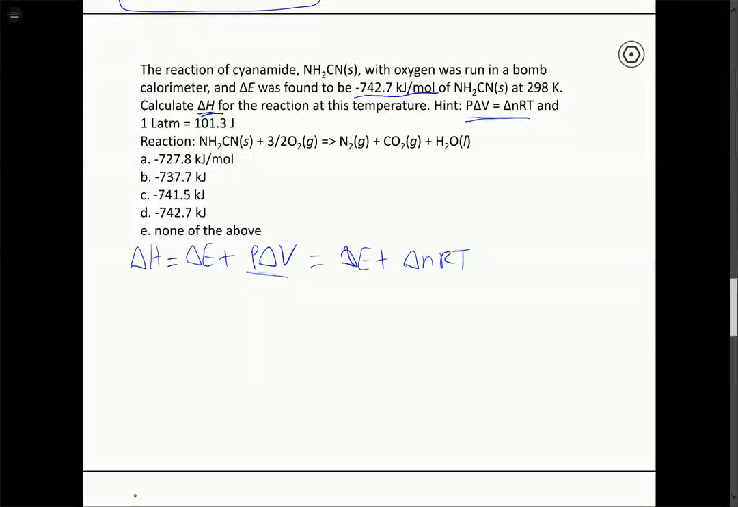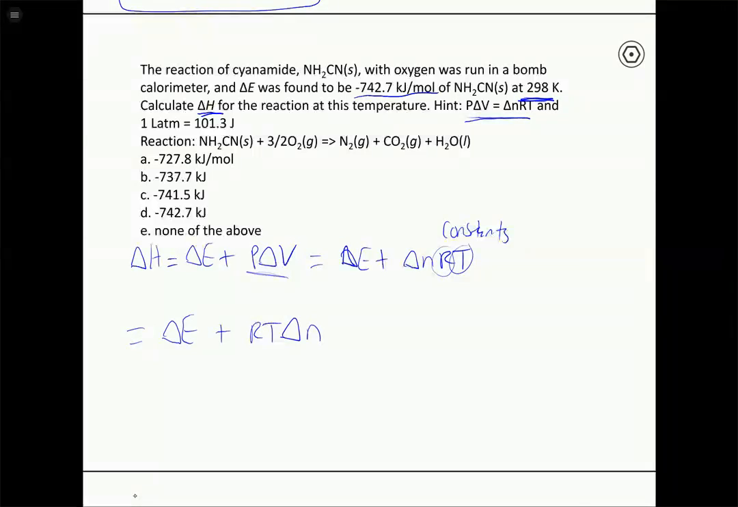If we look at what's told in the problem, we're calculating it at the same temperature, 298 K, so we don't have temperature changing. R is a constant as well. So R and T are both constants, and we can rewrite this as delta E plus RT delta n. Because the other two are constants, the only thing that's changing is the number of moles of gas, n. So when we have a delta n term, what that means for a chemical reaction is the difference in the number of moles of gas on the product side versus the number of moles of gas on the reactant side.